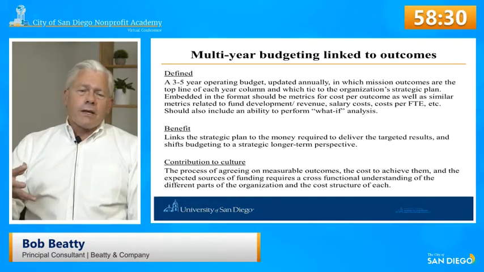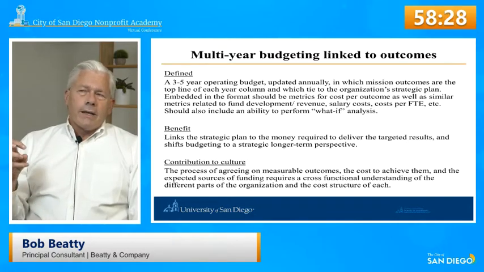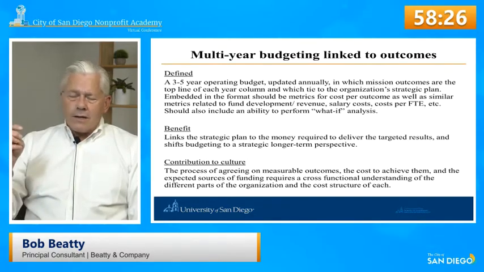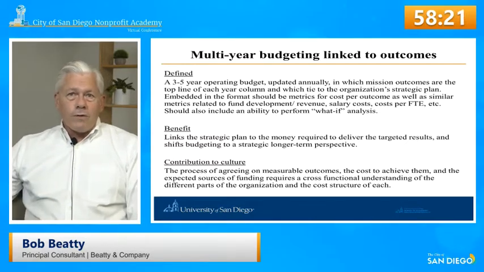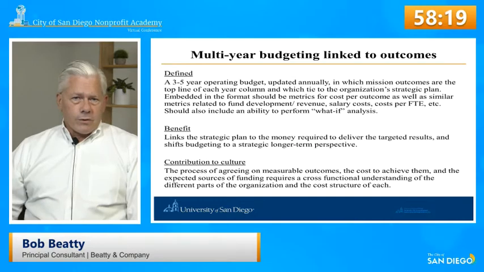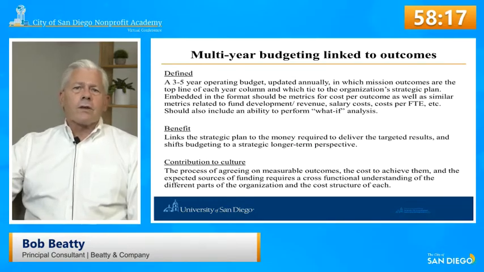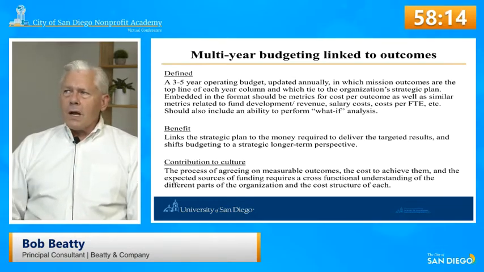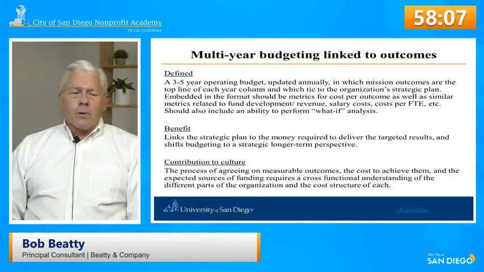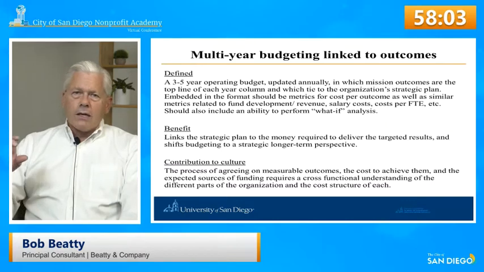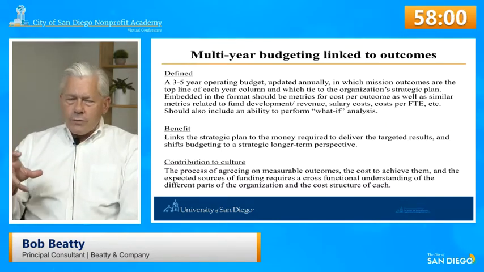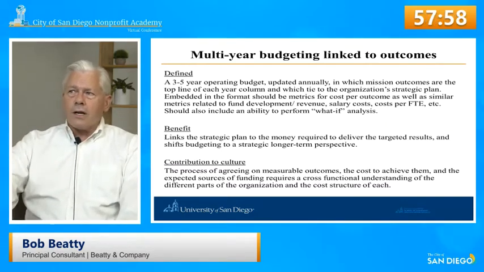Embedded in this process, or in a multi-year budget, are metrics like cost per outcome, that we can then use as we talk about moving into the future years and how those numbers are changing, as opposed to just some guesses at top numbers. Built into that, and we'll talk about on the next slide, would be this what-if analysis. But the benefit of doing multi-year budgeting is that it links the strategic plan to the money that's required to deliver the outcomes that you're trying to deliver.